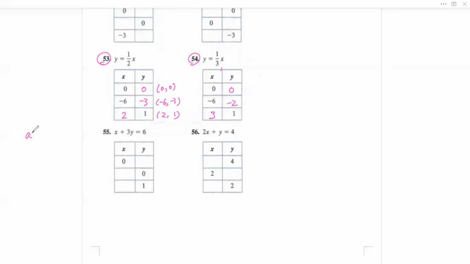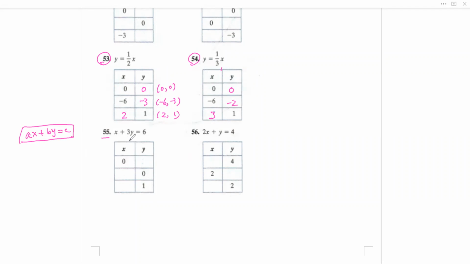We call it ax plus by equals c, right? So of course you can replace. When one of the variables is given, you can get the other one, right? So let's see 55 here.